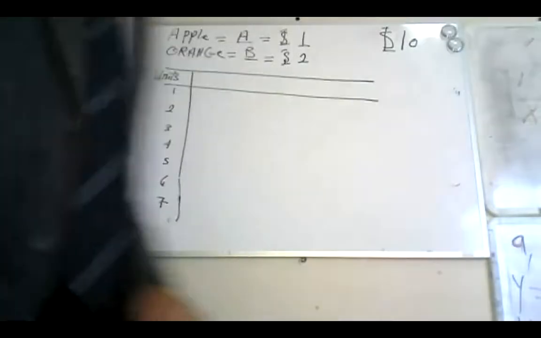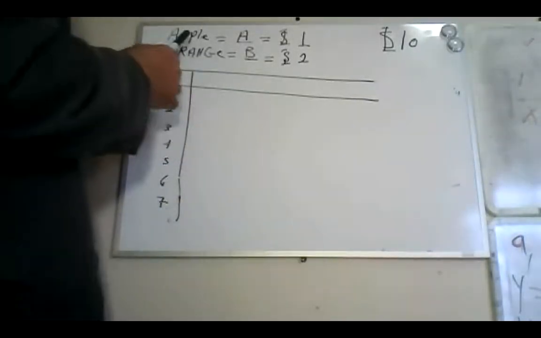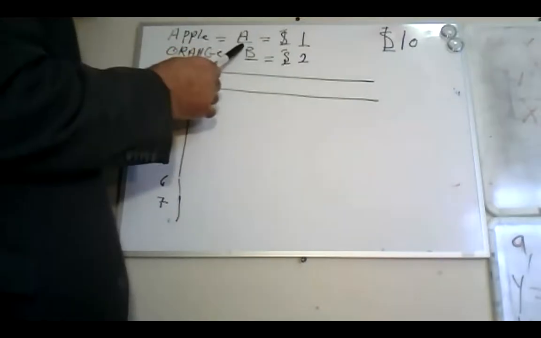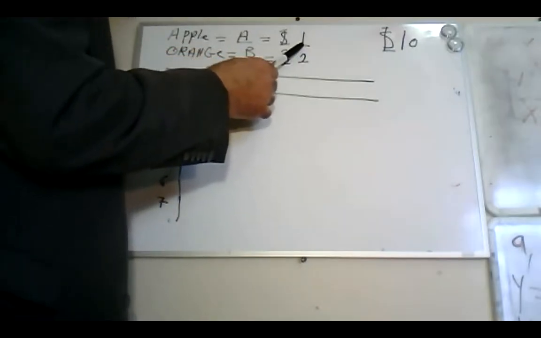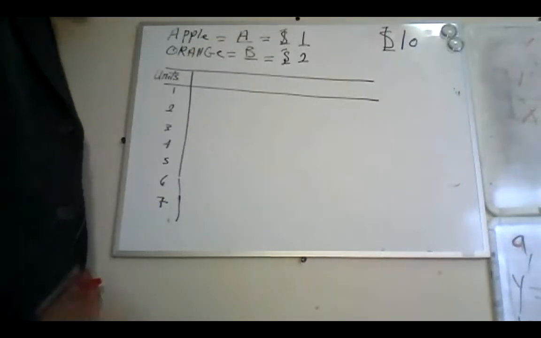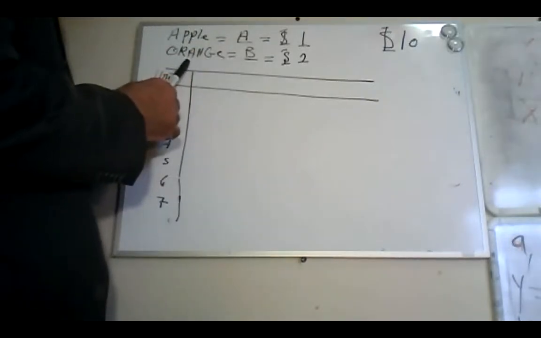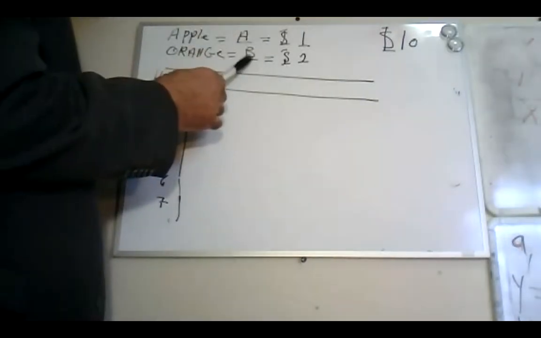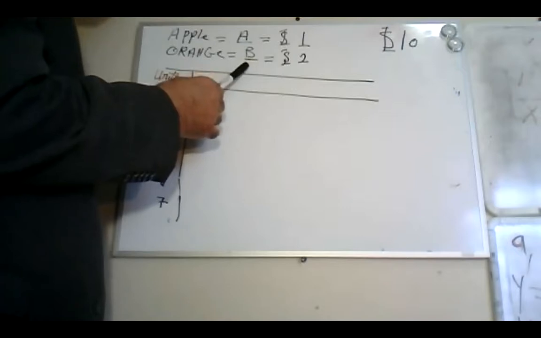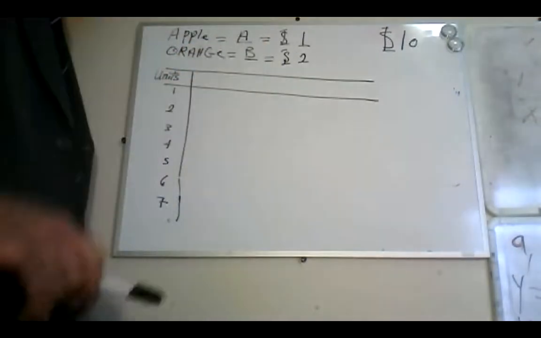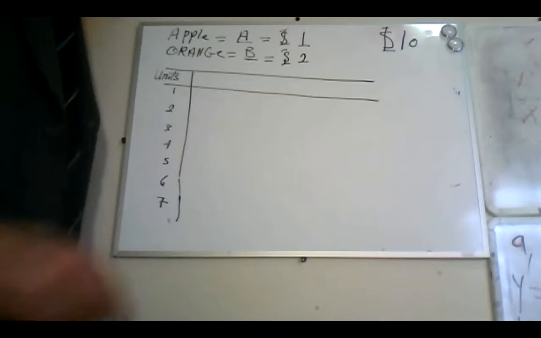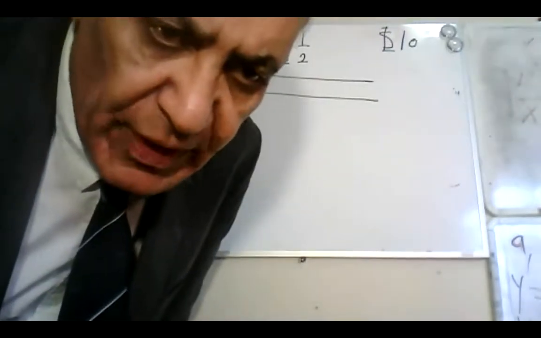I forgot to stop the sharing, so I will go back. Here are the apple, we'll say the name A for the apple, and the price of the apple is $1. And we have orange, we'll give it the letter B as a symbol, and the price of the orange is $2. And we have our units from 1 to 7.